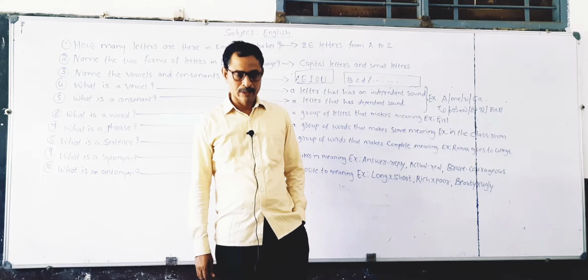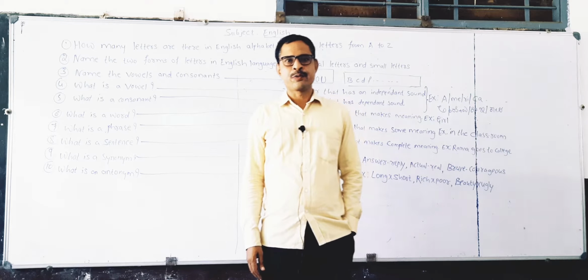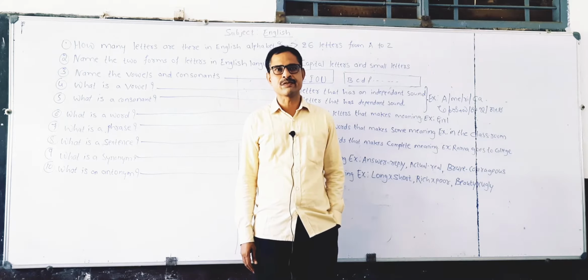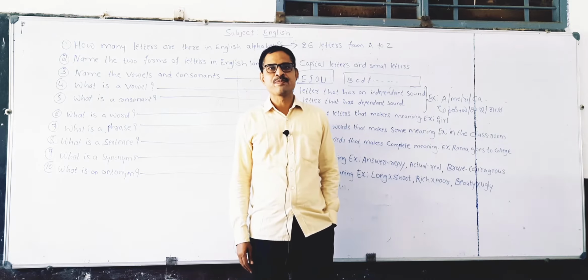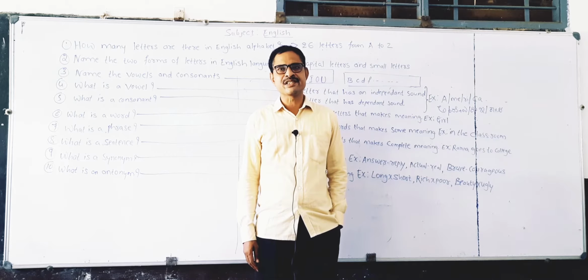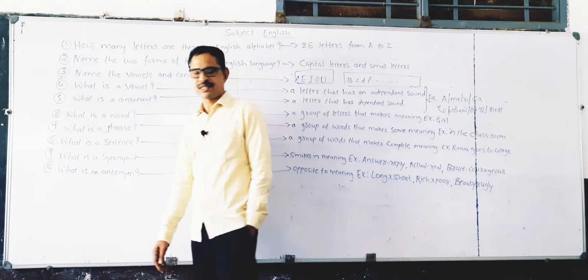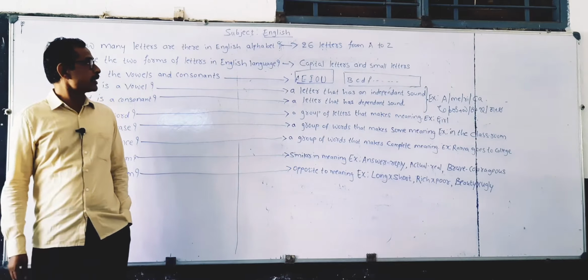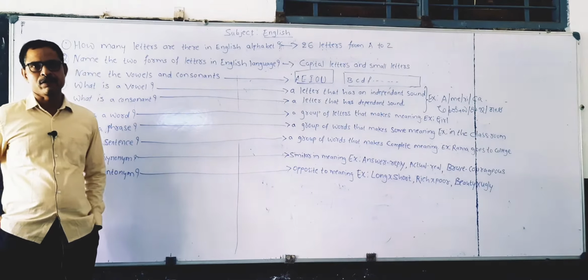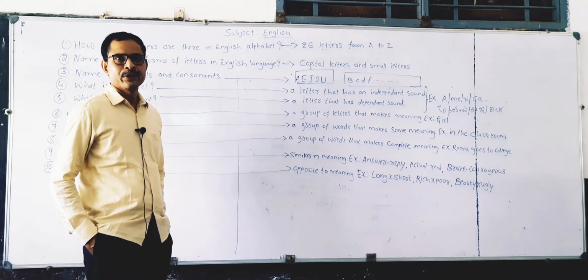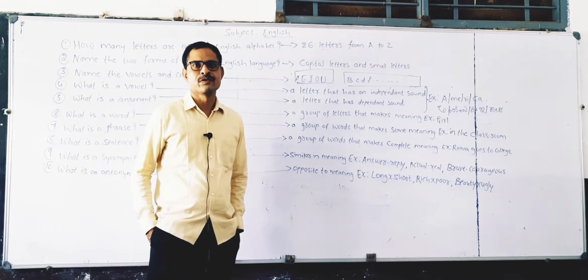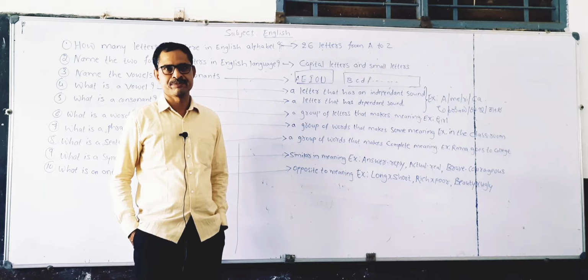Today we shall have a quick glance over the basics of the English language. Let me recap the things we have studied in the previous years. First, how many letters are there in the English alphabet? You know it. There are 26 letters from A to Z.